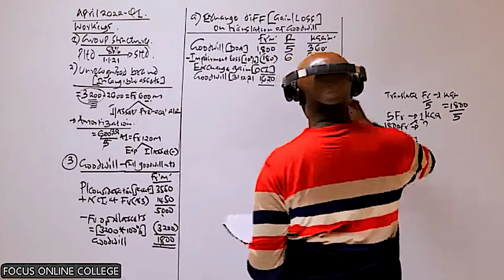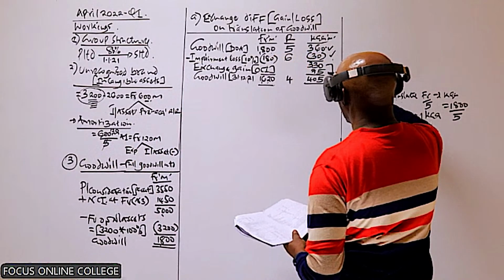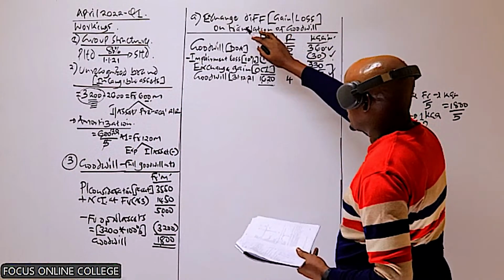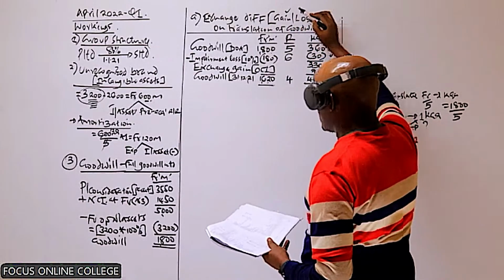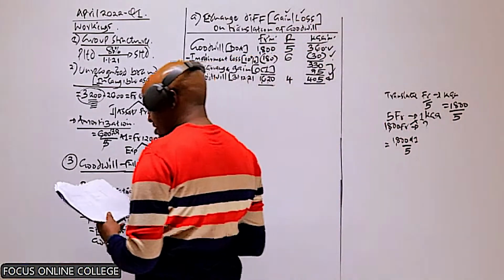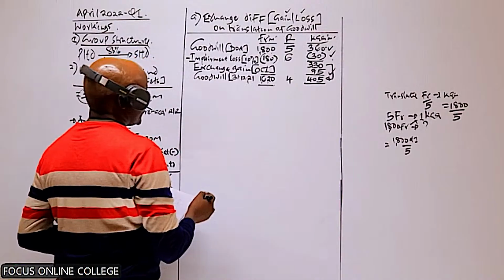So basically that's how we compute the translation or the exchange difference, which is the exchange gain or loss arising from translation of goodwill.